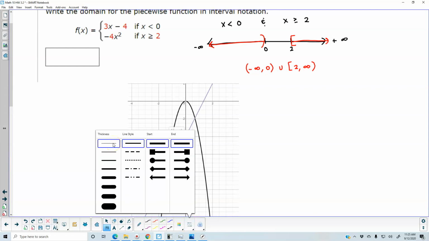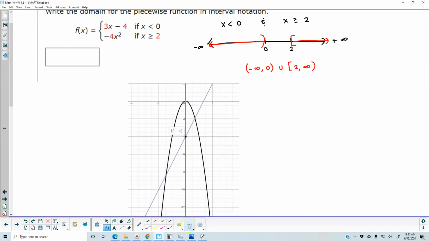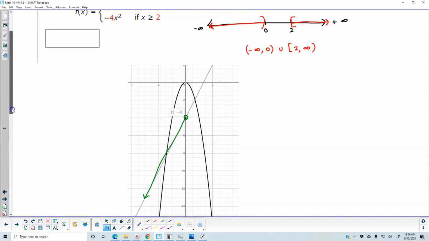Okay, so if we take a look at the first graph, you can see that we have 3x minus 4 if x is less than 0. So if x is less than 0, that means that here at 0, you have an open circle. And everything below here is less than 0. Okay? And then with the negative 4x squared, everything has to be greater than or equal to 2.